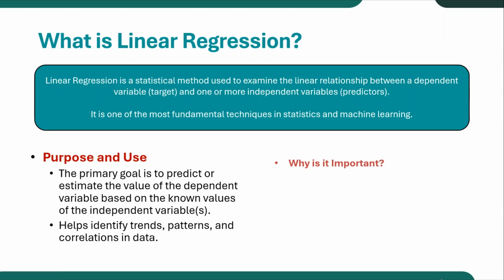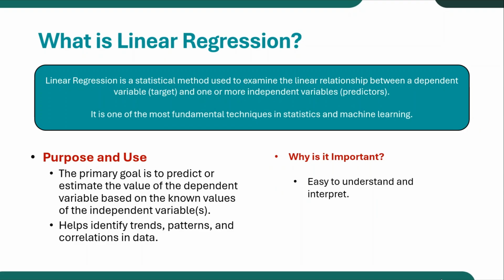Why is it important? Easy to understand and interpret. One of the best things about linear regression is its simplicity. Even someone with limited statistical knowledge can grasp the idea of a line showing a trend. Serves as a baseline model in predictive modeling. In machine learning, we often start with linear regression as our baseline. If a complex model doesn't perform much better than this, we stick to linear regression.